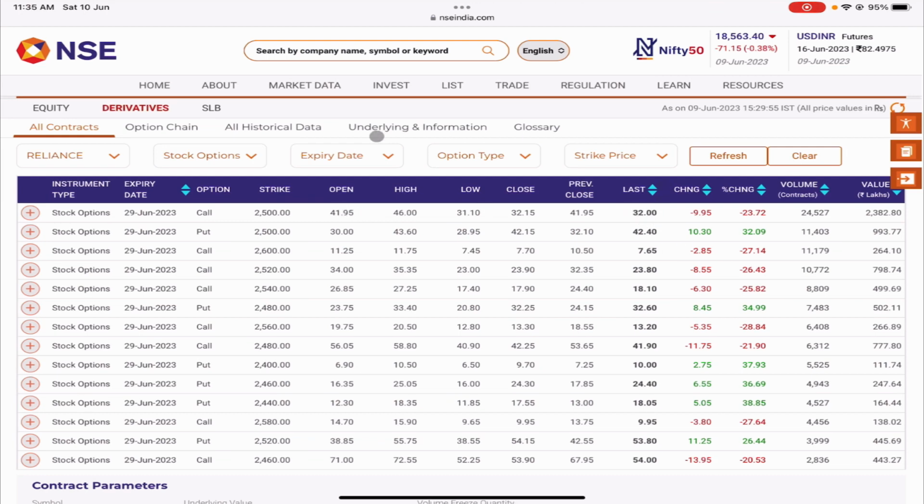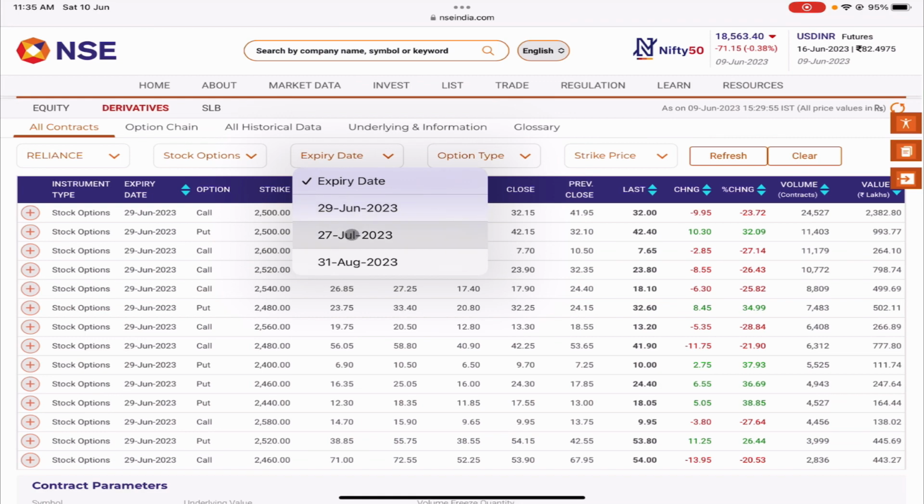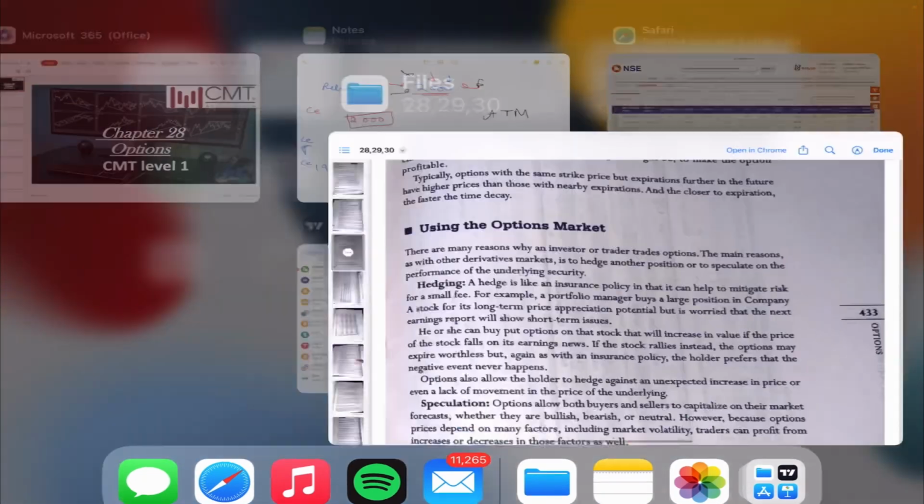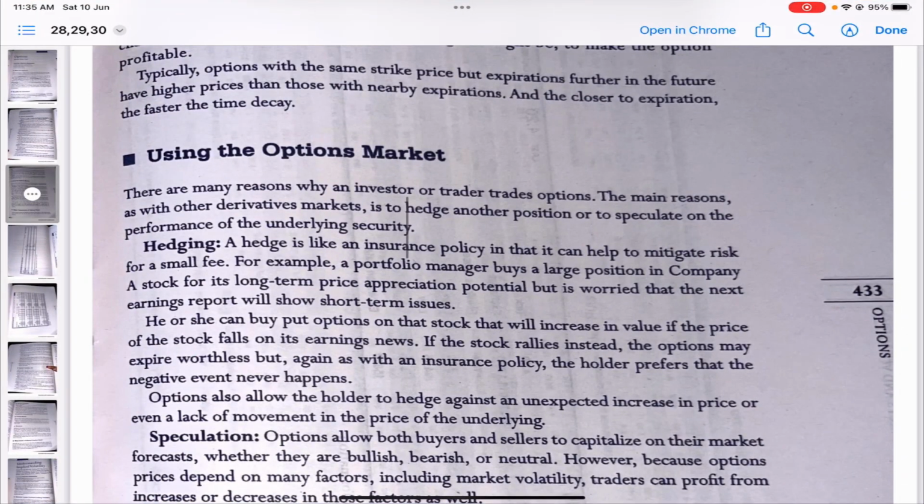Okay. Now if my expiry date is further away, if it's 27 July, in that case the same strike price is costing me 68 rupees. Did you see the difference? It is double the previous one. So as your expiry date is far away, the time value is going to be more. If your expiry day is nearby, then in that case the time value is going to reduce.